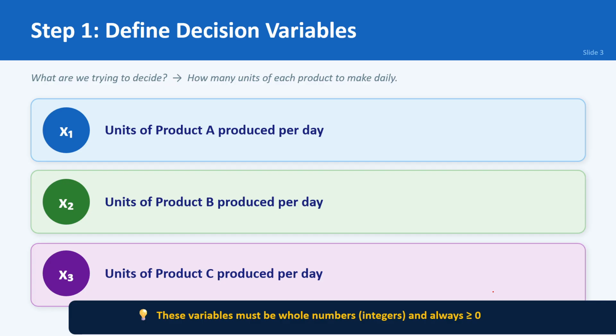First step, and this is very important, we have to define the decision variables. Like I have defined here, let x1 be the number of units of A that are to be produced in a day, x2 the number of units of B that are to be produced in a day, and x3 the number of units of C that have to be produced per day. So these are our decision variables we need to decide.